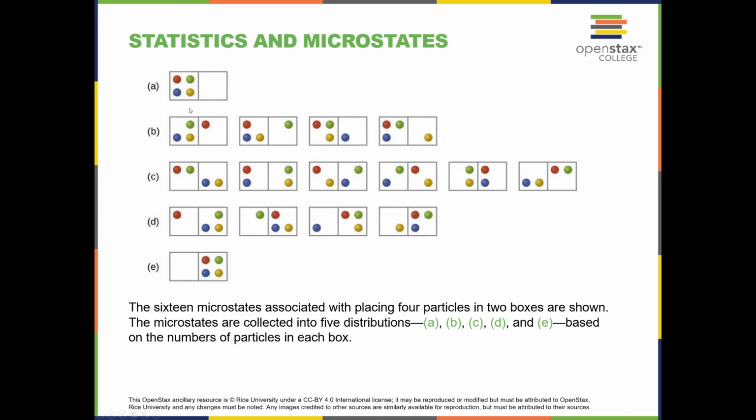So here we have all these states. There's one state where all the atoms are in the left-hand side, and one state where they're all in the right-hand side. There are 4 states where you have 3 atoms on the left and 1 on the right, and 4 states where you have 1 atom on the left and 3 on the right. There are 6 states where there's 2 atoms in each box. When you add this all together, there are 16 different possibilities of microstates for this particular system. And this is a very simple system with only 4 atoms.